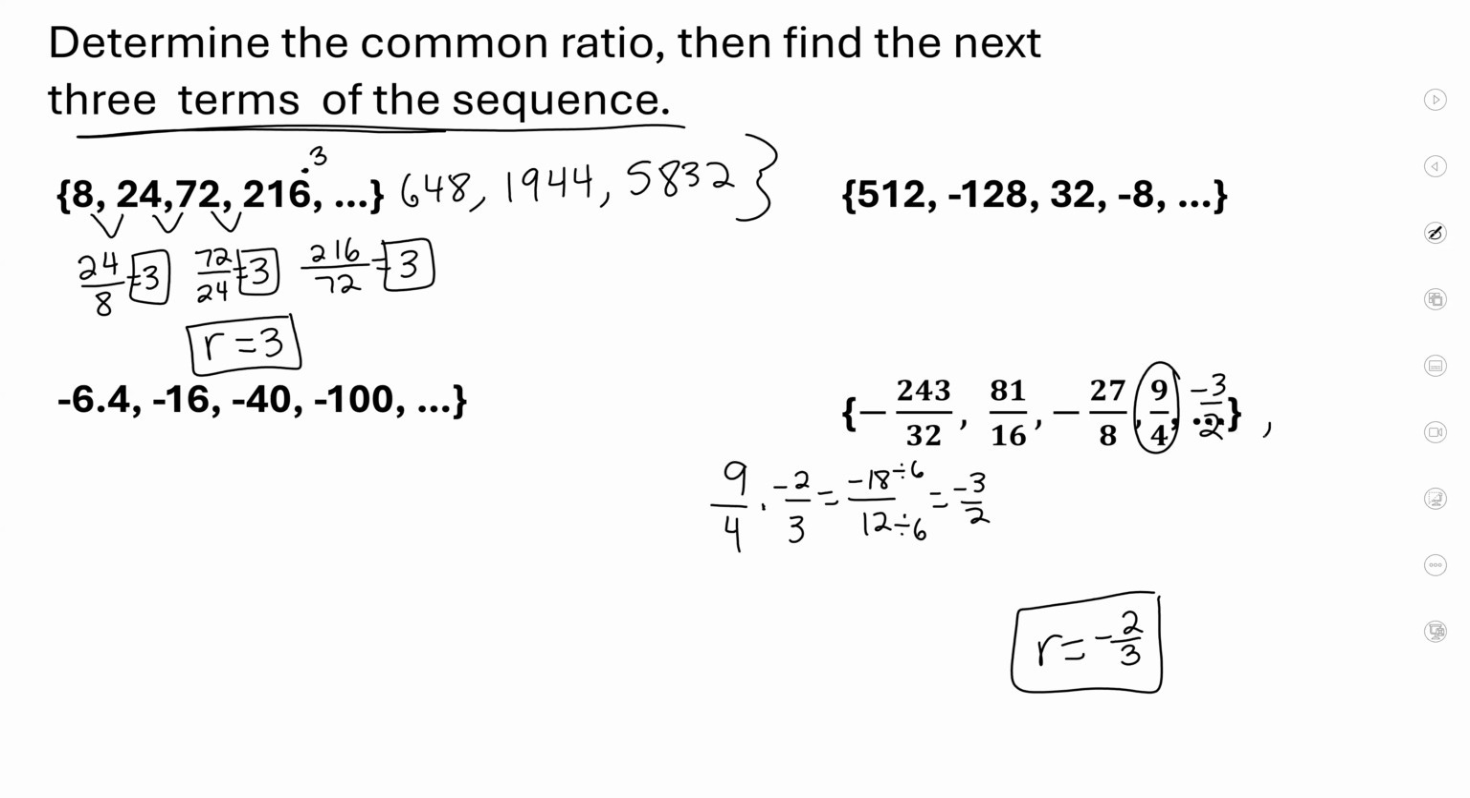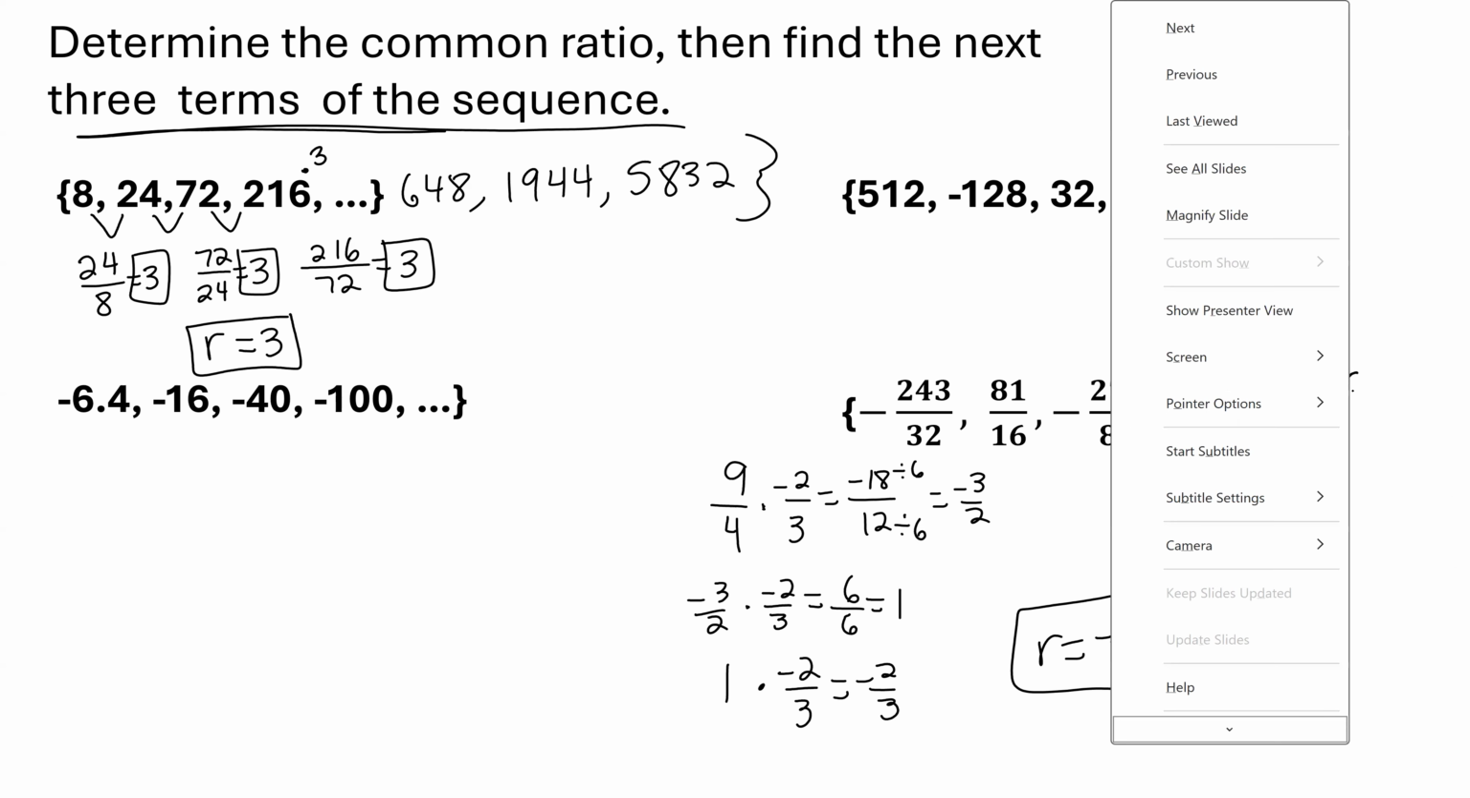Let's find the next one. Negative 3/2 times the common ratio, negative 2/3. You get 6 over 6, which is just 1. So the next term is 1. Now we'll do 1 times the common ratio, negative 2/3, which is just negative 2/3. So the next value in the sequence is negative 2/3.